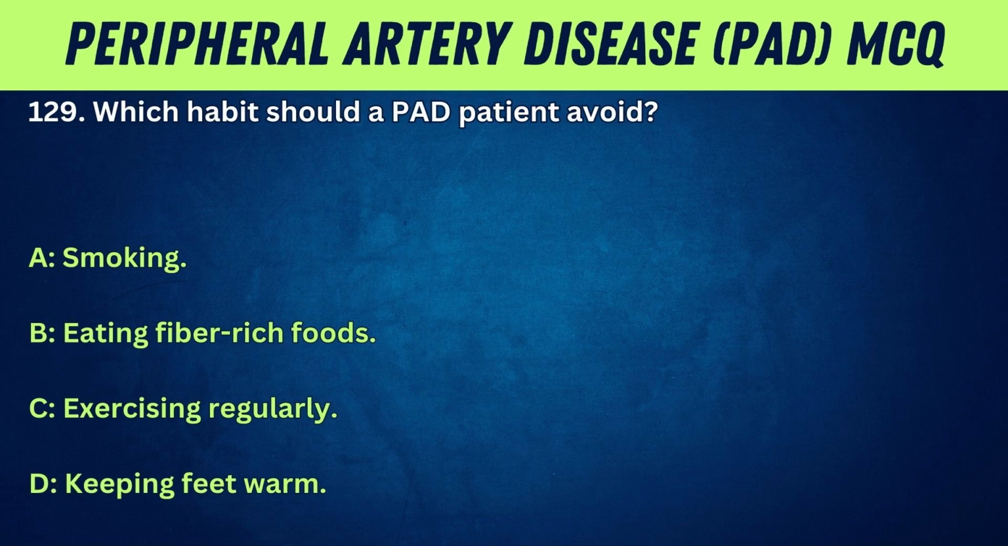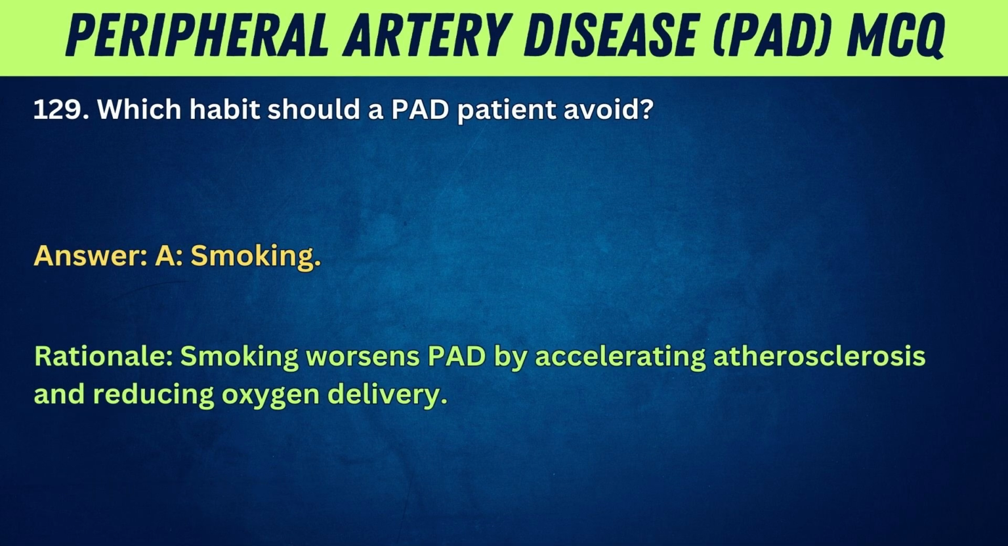129. Which habit should a PAD patient avoid? A. Smoking. B. Eating fiber-rich foods. C. Exercising regularly. D. Keeping feet warm. Answer. A. Smoking. Rationale. Smoking worsens PAD by accelerating atherosclerosis and reducing oxygen delivery.